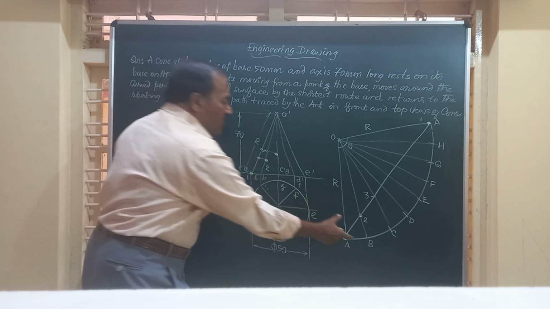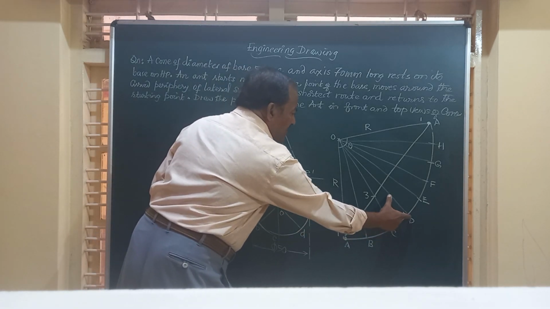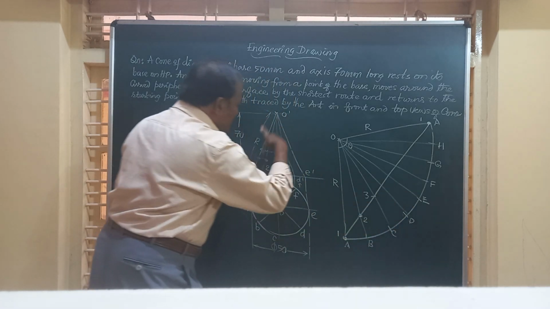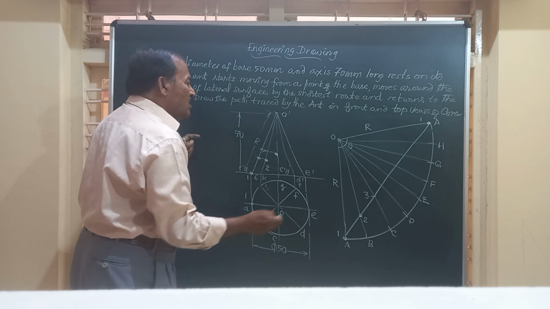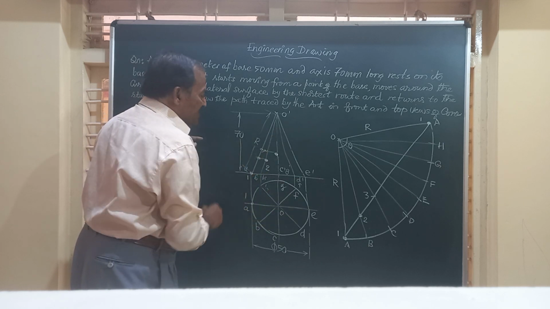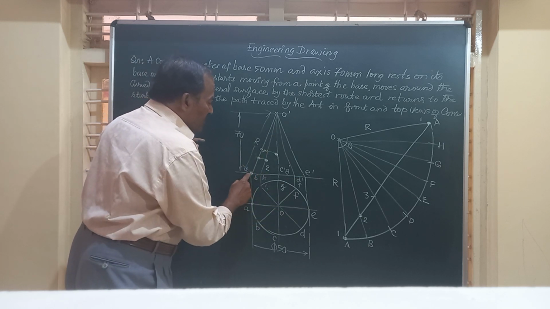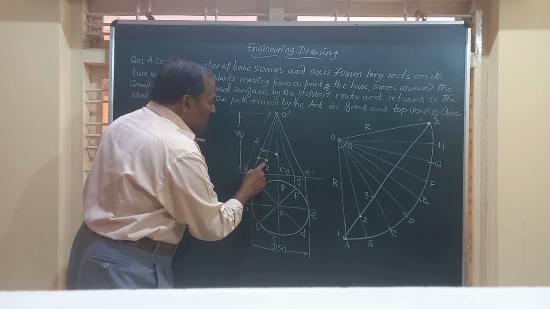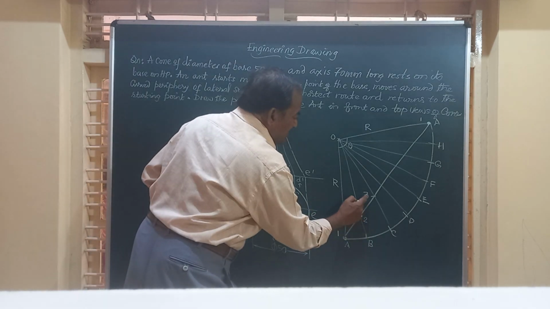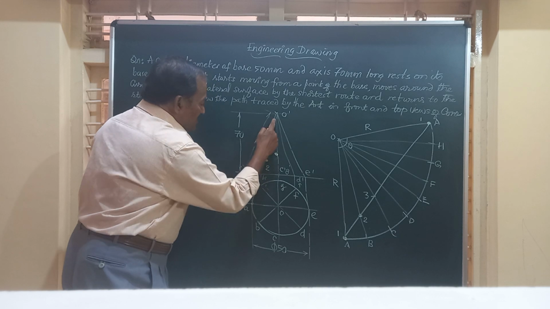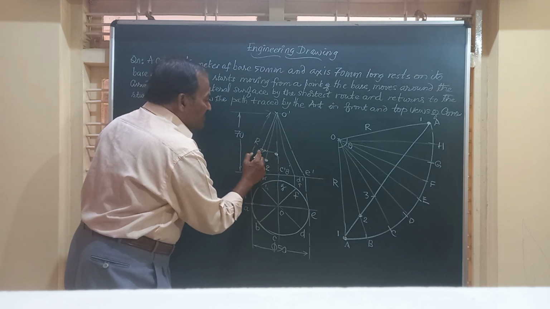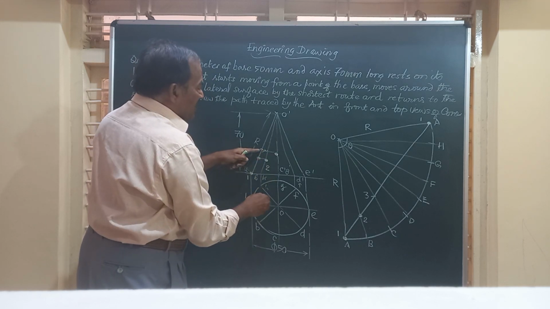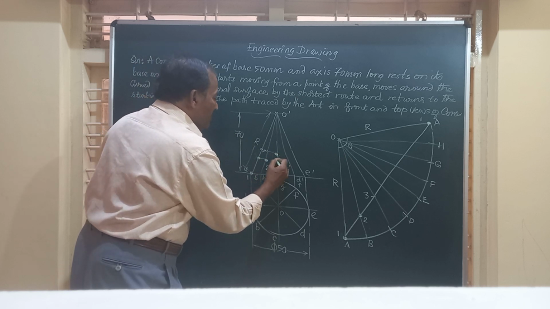So I have to mark all these distances from the curved periphery onto the corresponding generators after shifting them to the end generator. So 1 I have marked, 2 I have marked. I have taken the distance of 3 on OC. That is that distance I have shifted here. This measurement I am going to take here. So this is point 3.